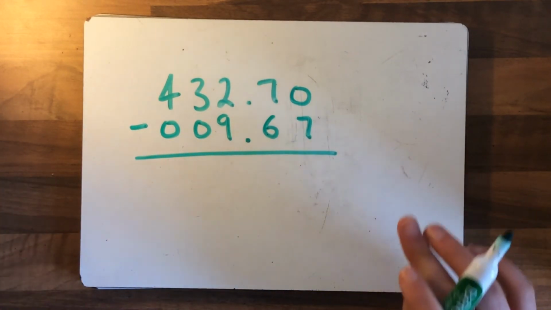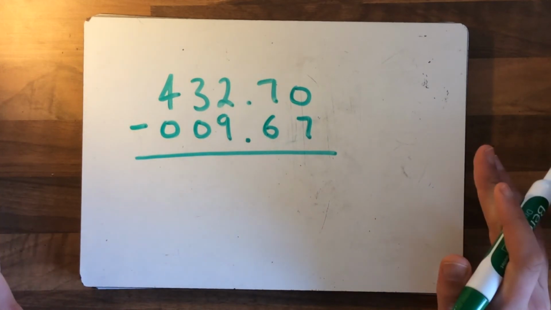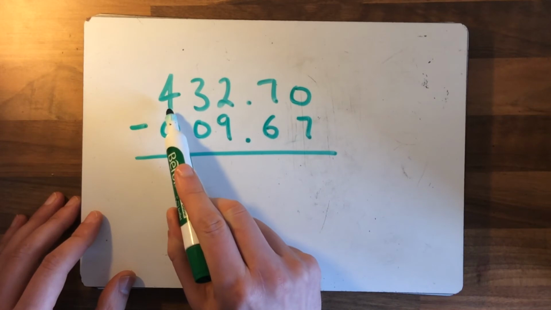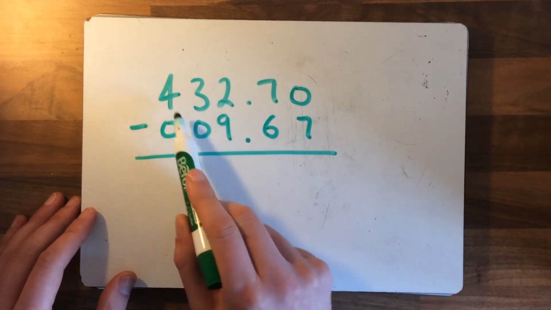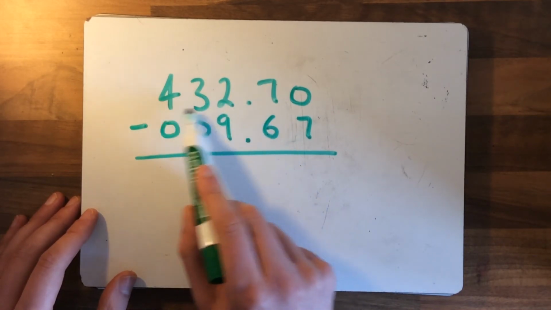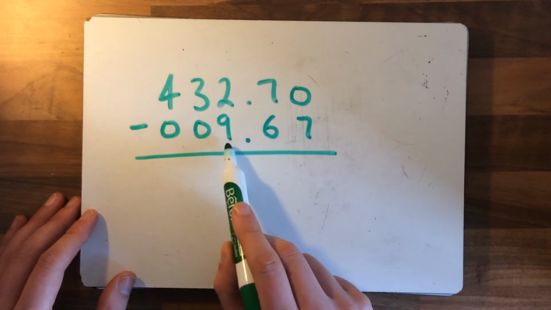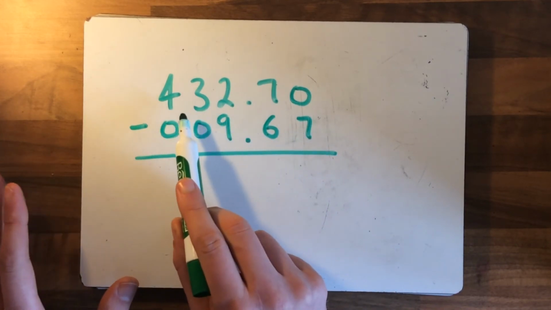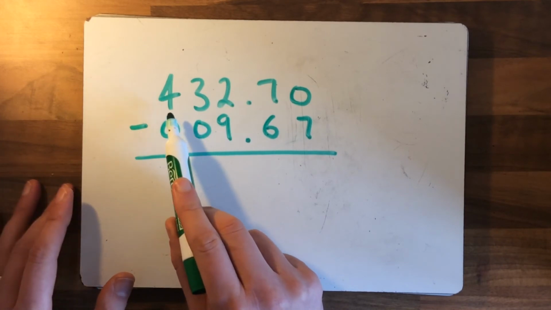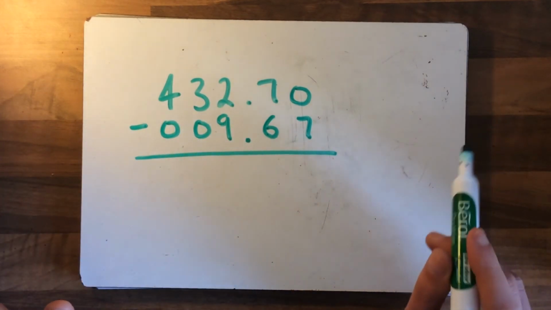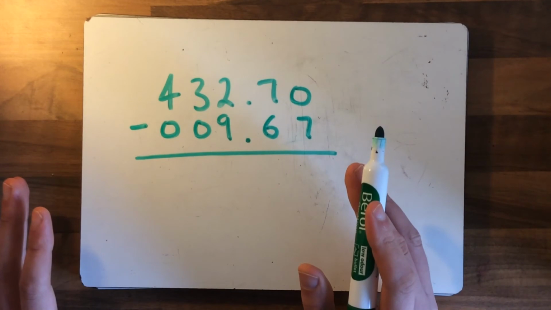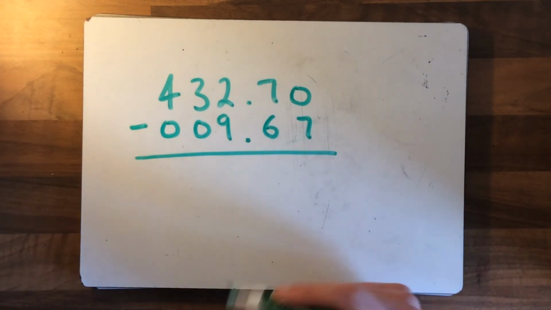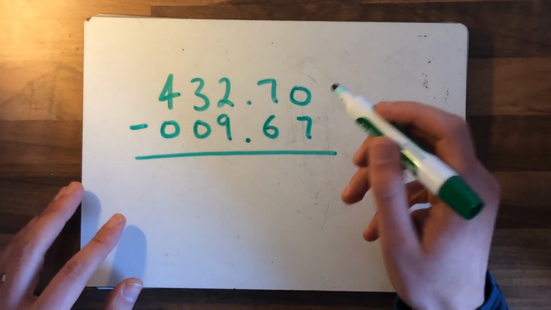It's always a good idea at this point to have a bit of an estimate about what you think the answer will be. This number here, 432, is very close to 432, isn't it? Or 433 if we were to round it. This number here is quite close to 10. So our answer really should be reasonably close to 422. Our answer should be around that number, shouldn't it? So let's solve it and let's see. And if our answer is way off, then we can look again.